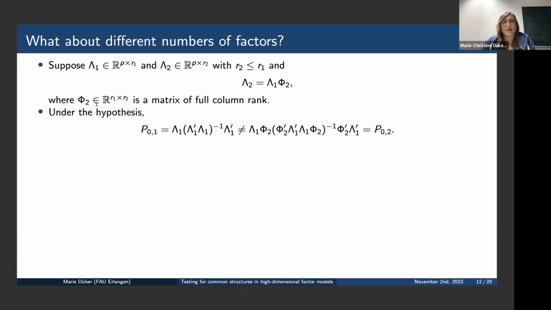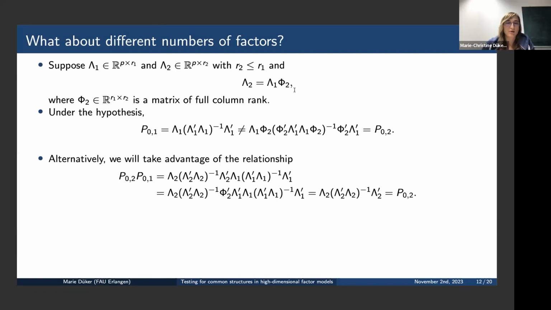And we can see that our previous test relied heavily on having this invariance of the projection matrices under transformation with a non-singular matrix. However, in this case, this is not satisfied anymore because our matrix phi2 is not a square matrix anymore.